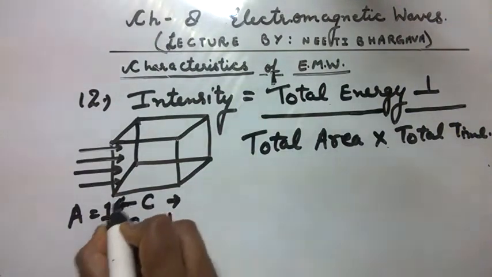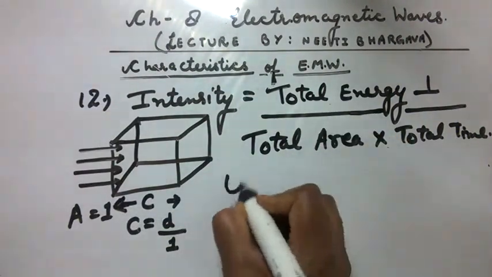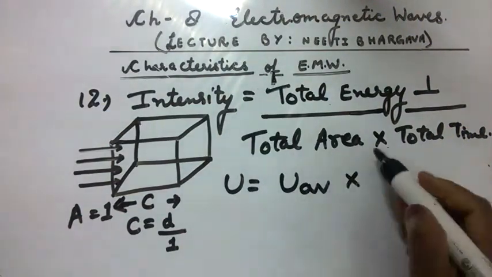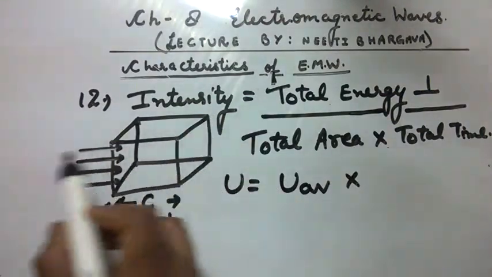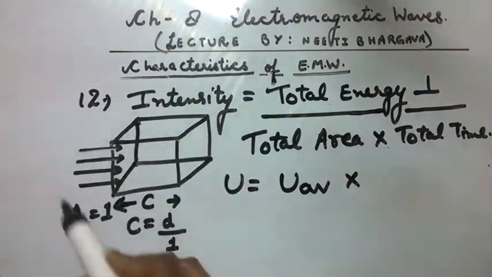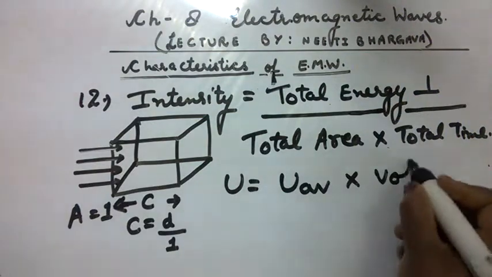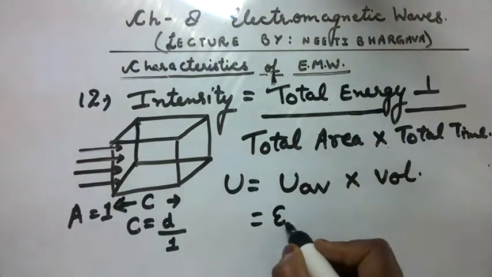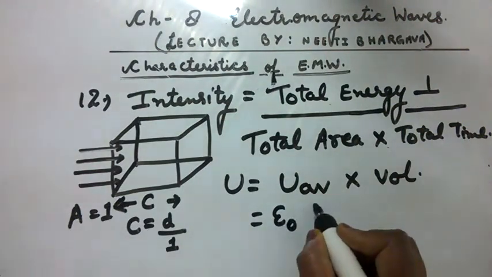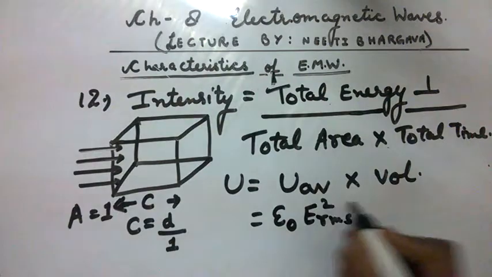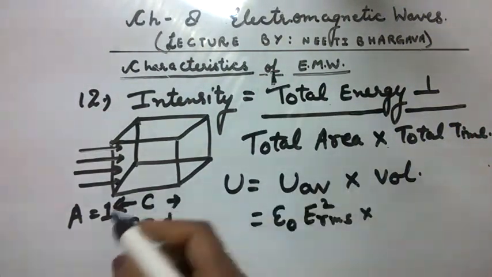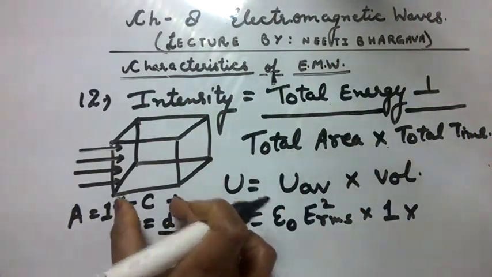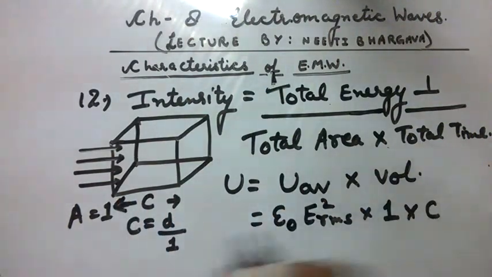Now, the total energy U is equal to the average energy density times the volume of the body through which the electromagnetic wave is passing, which is equal to the average energy density, which we have calculated, that is epsilon naught times ERMS square, times the volume, that is the area of cross section A equal to 1 times the total length equal to c times 1.